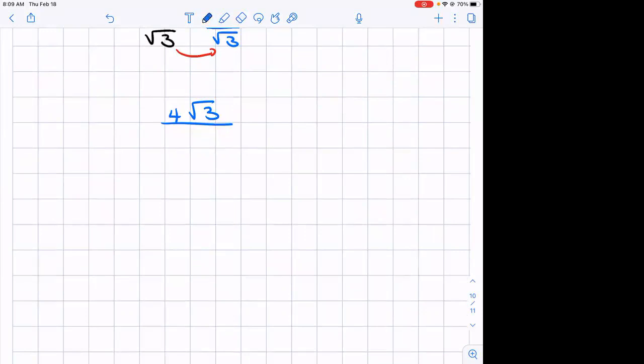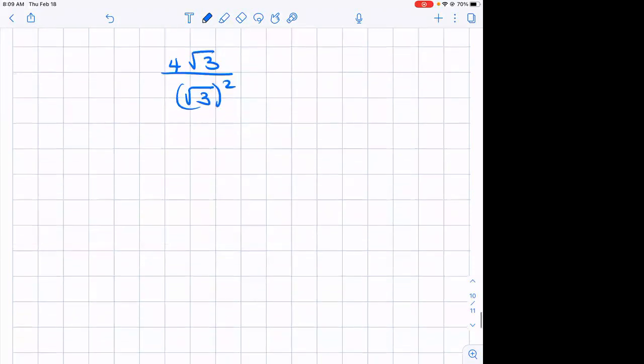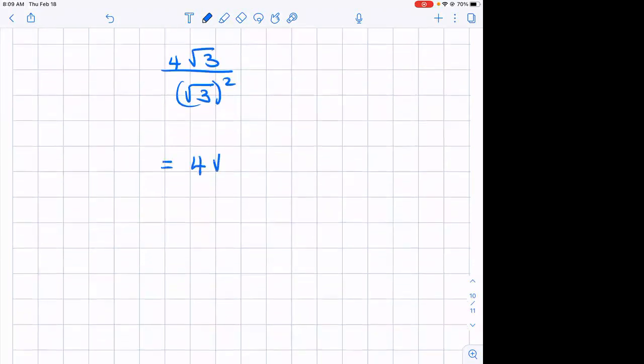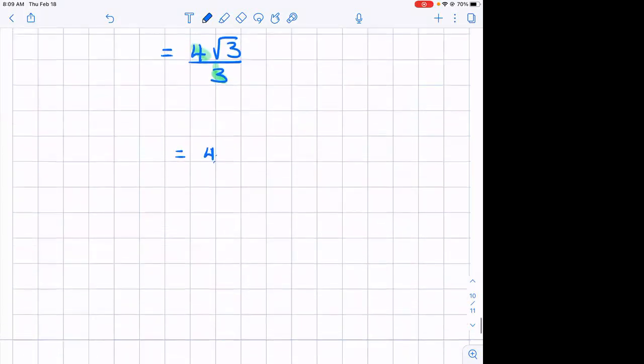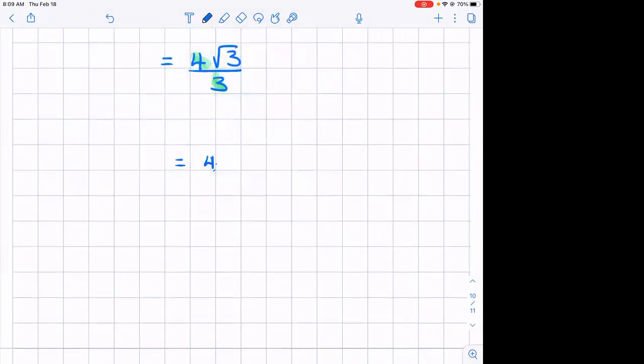And I think I'm going to start writing root 3 squared, and that becomes 4 root 3 over 3. And remember, you always check: can you simplify these numbers? In this case, they cannot be simplified. So this stays as 4 root 3. And let's write the final answer: 4 root 3 over 3. Here is the final result.